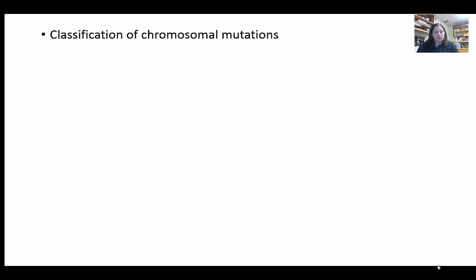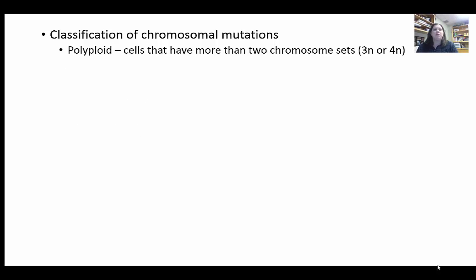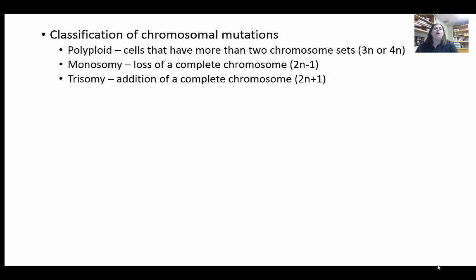All right, classification of chromosomal mutations. Now guys, remember polyploid means that the cells have more than 2 chromosomes per set. This is only seen in plants where they get 3N or 4N. They just get a whole new complete set of chromosomes. Instead of 2N, they have 3 or 4. Monosomy is a loss of a complete chromosome. This is 2N minus 1. A trisomy is an addition of a complete chromosome, so this is 2N plus 1. So guys, the monosomy for a human is 46 minus 1, which would be 45. A trisomy would be 46 plus 1, which would be 47.